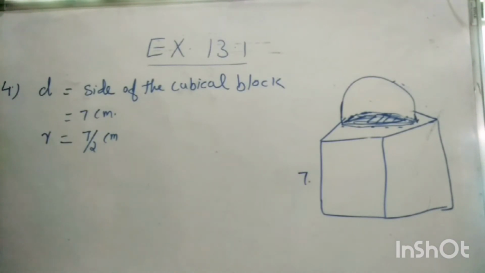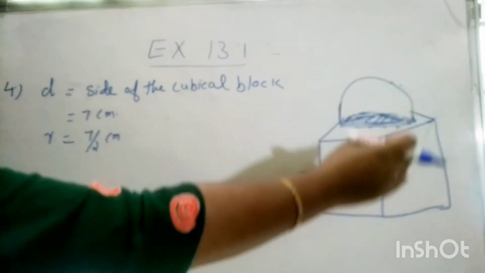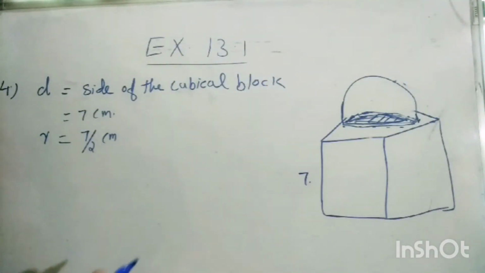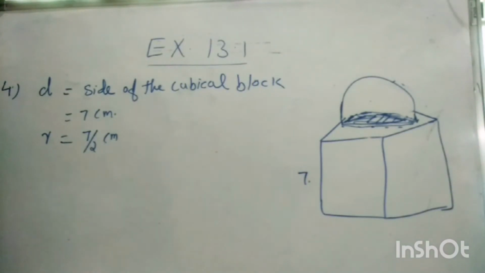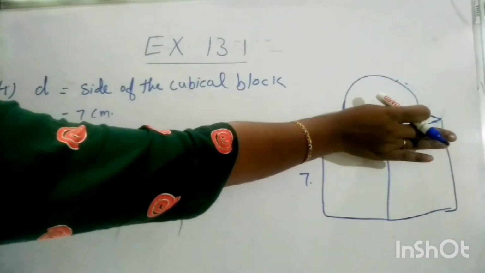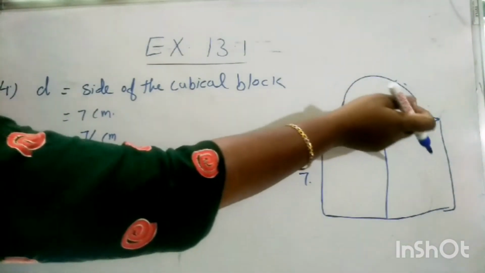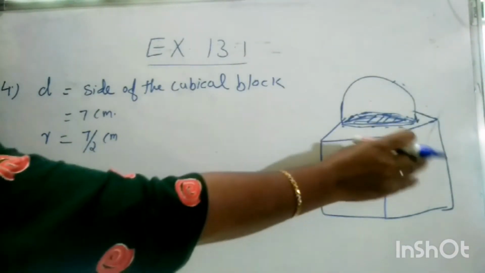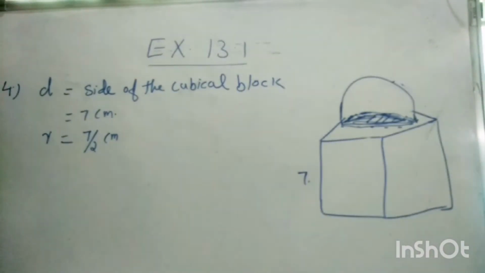How can we do that? What is that shaded portion? That shaded portion is actually the base area of the hemisphere. So the total surface area of the solid is actually the total surface area of the cubical block plus the curved surface area of the hemisphere minus the base area of the hemisphere. We need to minus this base area because this shaded portion we can't see actually, but if we took the total surface area of the cubical block, then the shaded portion is also included, so we need to exclude that shaded portion. That's why we are minusing that base area.